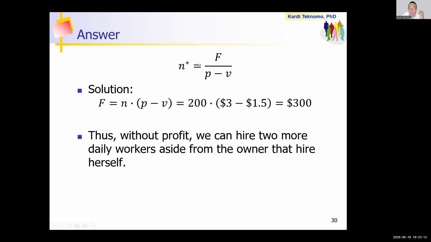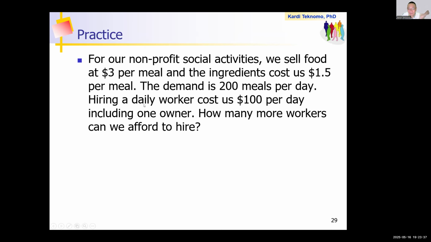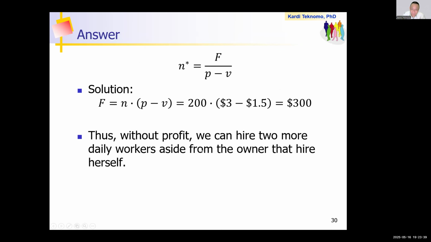So the formula is the same, you see. Because now F is just going down here, and if you multiply N by P minus V, so you get 200, so you get 300, then divided by 100 per worker. So you get 3. Okay, very good.